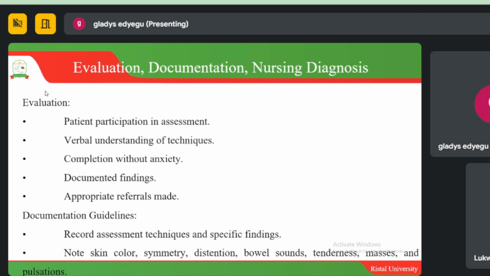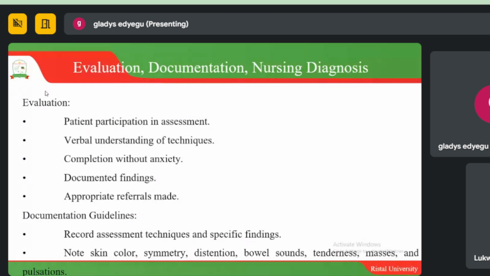Then completion without anxiety. Make sure that you complete assessing this patient without anxiety, because anxiety can destabilize and also cause wrong results in your assessment. Then documented findings. Make sure that you document your findings after you have carried out your assessment, so that you can use it for reference in case of anything. Then appropriate referrals should be made so that these patients can access treatment and management in time. When you know that you're not able to handle this patient, don't keep the clients with you, but refer them to access the expected management so that lives can be saved.